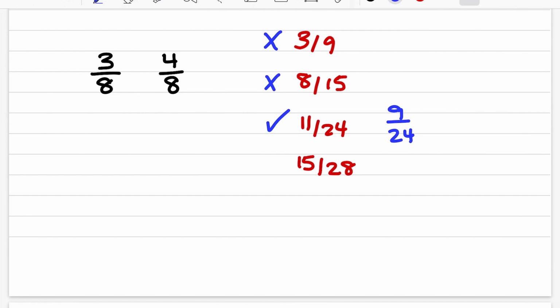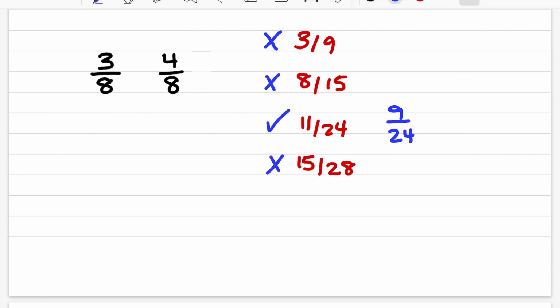So this one's pretty much the same as 8 over 15. We know that 14 is half of 28. So 15 is bigger, and it would be on this side of the 4 over 8. And so that's how we could figure out that that one was wrong as well.